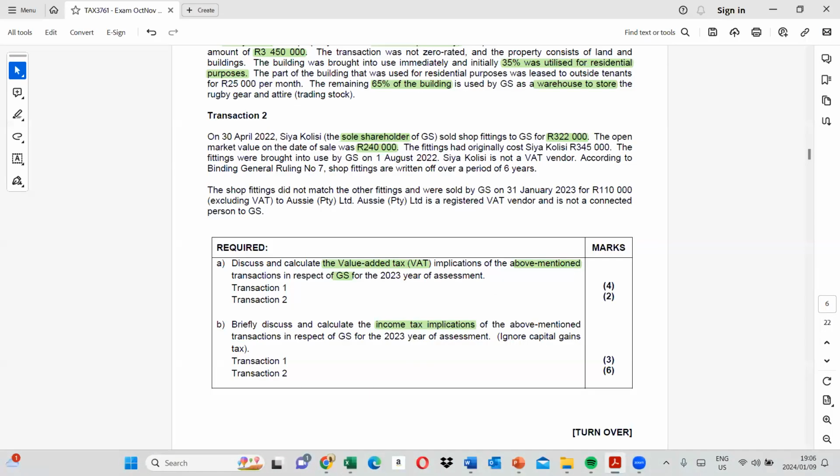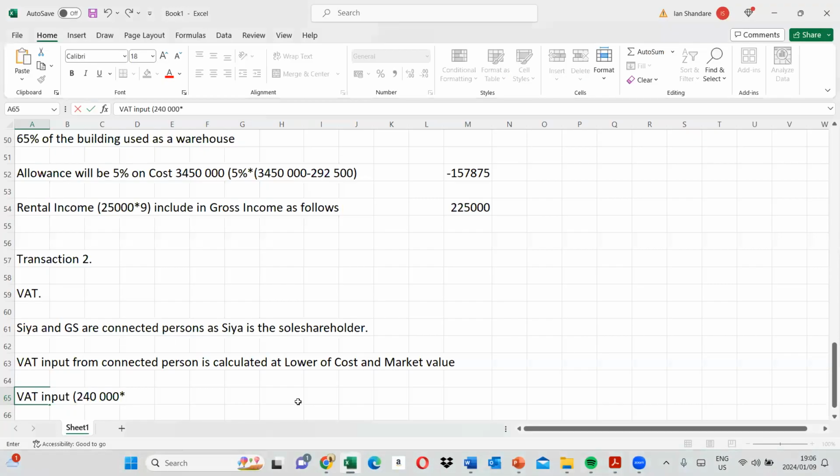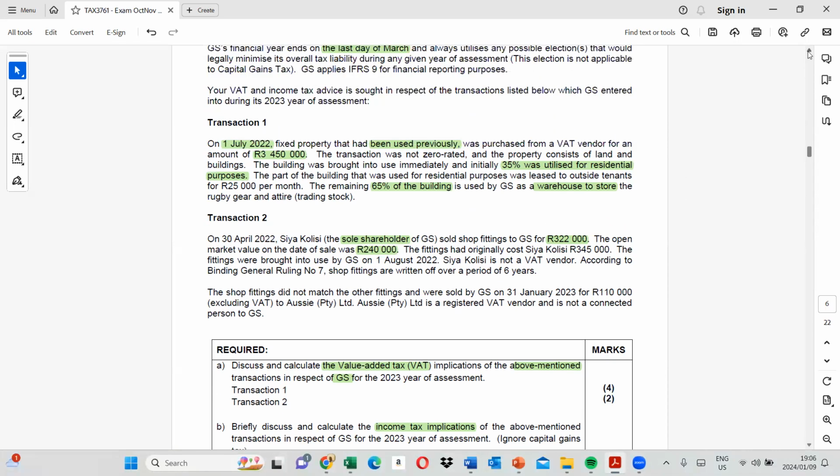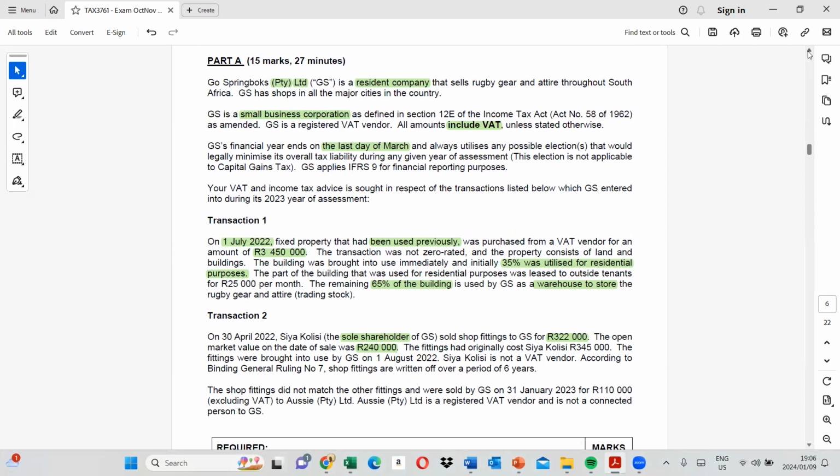Times. All right, so in this case, we need to multiply now by 15 over 115. Remember, all the amounts are inclusive of VAT, 15 over 115. And then let's look at, is GS now going to use these items 100% for taxable supplies? All right, so the fittings were brought into use by GS, all right? Let's quickly look here at the back of the question. Is our taxpayer making 100% taxable supplies? All right, that's what we need to also pay attention to.